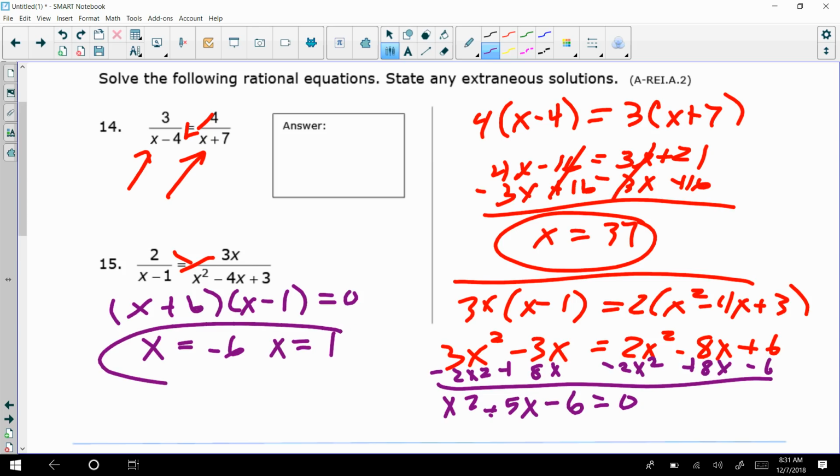Now these are possible answers, but I got to check to see if maybe they'll cause a problem. So if I plug in -6 down here, we're good. If I plug in, let's see, I think this ends up being x, what is that, -3 and -1. So if I plug in the -6, we're good. But if I plug in 1, we have a problem. So that causes the bottom to be 0. So that's an extraneous solution.